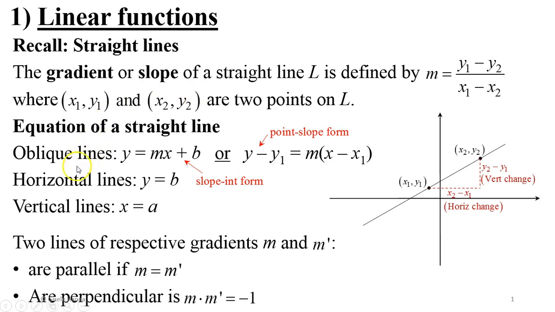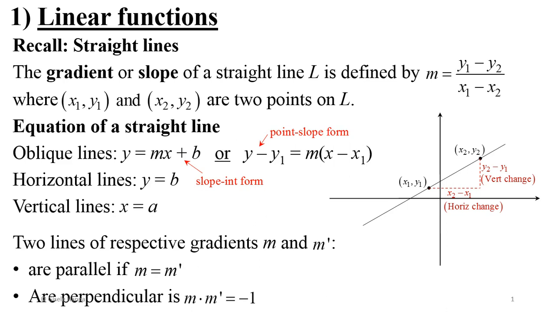Now, regarding the particular lines, horizontal lines have their equation in the form y equals b, because the slope for horizontal lines is equal to 0. So it would be simply y equal to the y-intercept of the line, while vertical lines have an equation of x equals a. Now, the slope of vertical lines is undefined or infinite, so vertical lines are represented by an equation in the form x equals the x-intercept of the straight line.